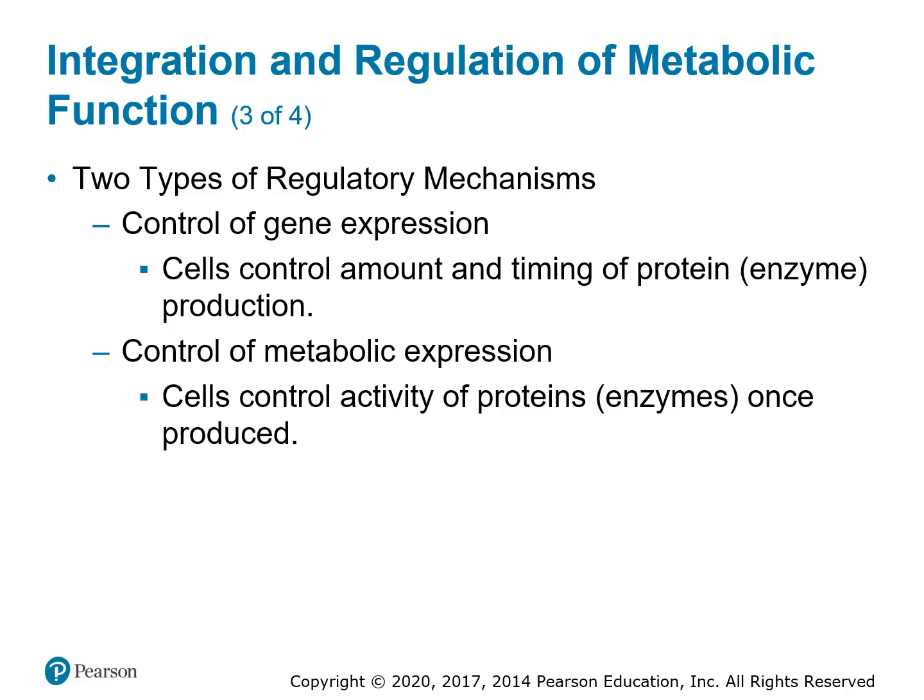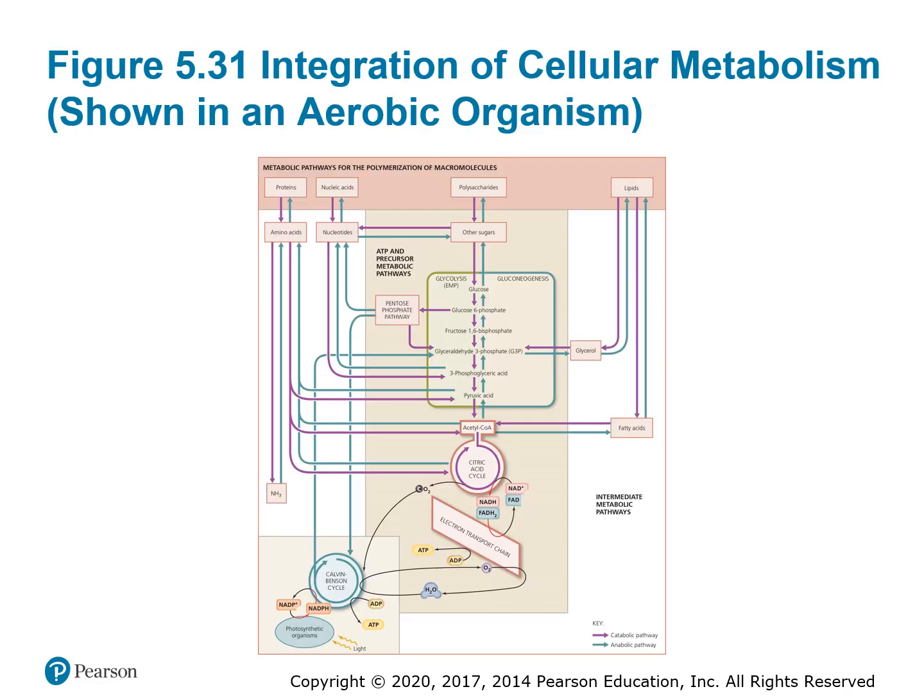Now, there are different regulatory mechanisms. Here we'll talk about two, the gene expression and the metabolic expression. So you can have the timing and the amount of enzymes being produced controlled by genes, and some of these could be triggered by the environment. You could also control that expression by controlling the activity of proteins or enzymes. So this is by releasing inhibitors that are preventing these enzymes from working.